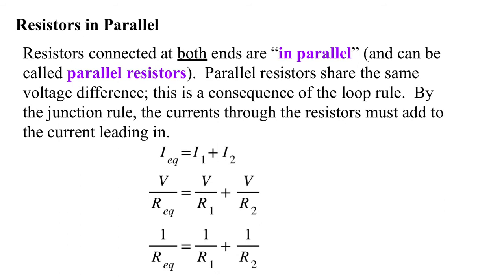All right, resistors that are connected at both ends. So here's a resistor, and here's another resistor, and they are connected at both ends, are said to be in parallel. Usually we'll have a branch like that. And we say these are in parallel. By the loop rule, they must have the same voltage difference.